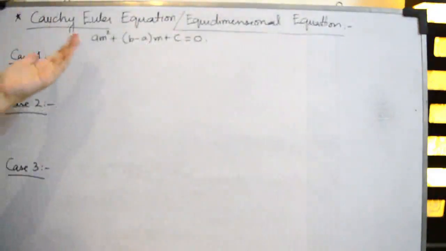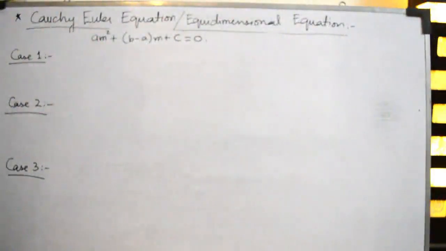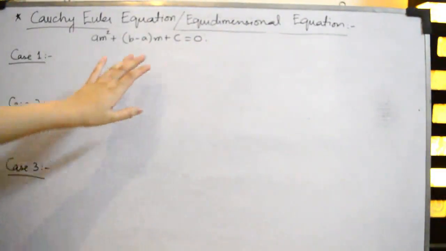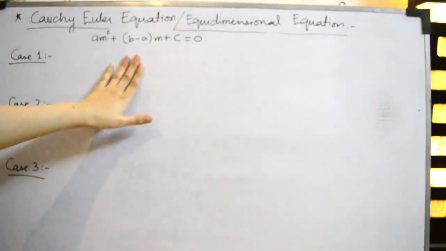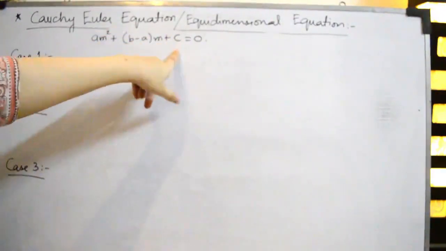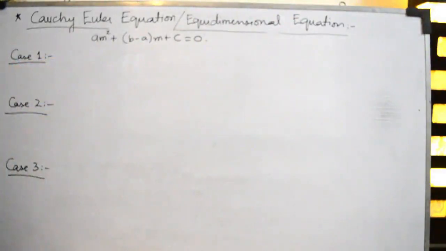So we have the auxiliary equation a m^2 + (b - a) m + c = 0. This can be solved with the help of the quadratic formula, and the quadratic formula will decide the roots: m = [-(b - a) ± sqrt((b - a)^2 - 4ac)] / 2a.